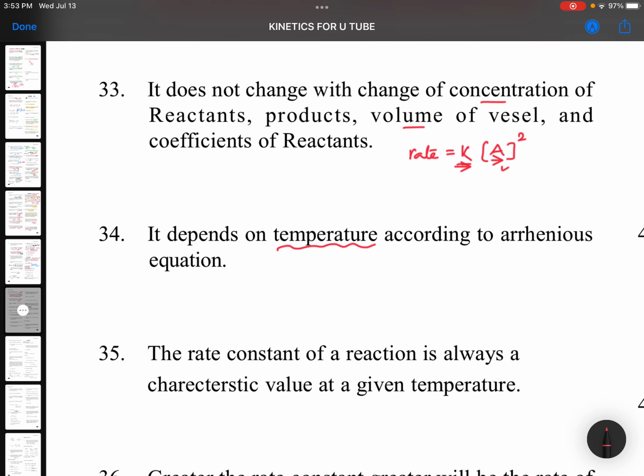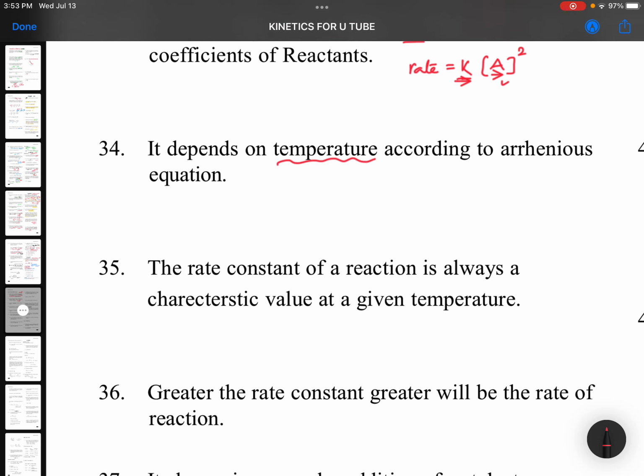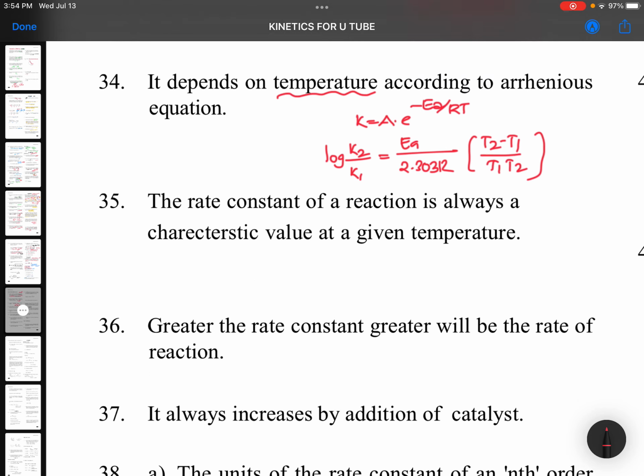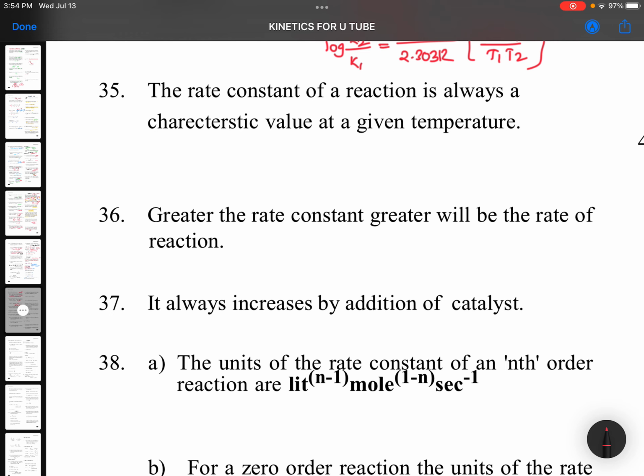It depends on temperature according to the Arrhenius equation. The Arrhenius equation is known to us: k is equal to A e to the power of minus Ea by RT. You can check our past class. Or log k2 by k1 is equal to Ea by 2.303 R into (T2 minus T1) by T1 T2. This is the expression that you need. The rate constant of a reaction is always a characteristic value at a given temperature. That means at a temperature it is fixed. Now if you change the temperature, it changes.